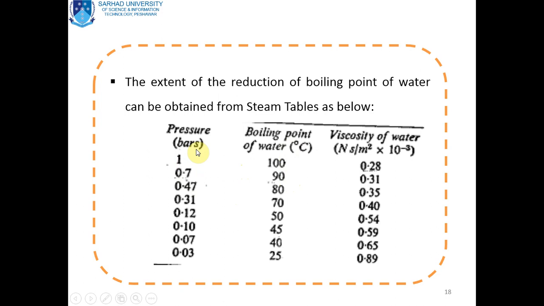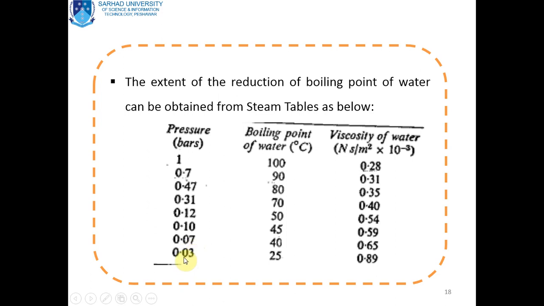If we further reduce the pressure from 0.7 to 0.47, then a further 10 degrees centigrade reduction in the boiling point of water will occur. Similarly, further reduction up to 0.31 and 0.12 further reduces the boiling point of water by 10 degrees centigrade, and when we reduce from 0.31 to 0.12 bar, a 20 degrees centigrade reduction in the boiling point of water will occur. When the pressure of 0.12 is kept, at 50 degrees centigrade the water will start to boil.